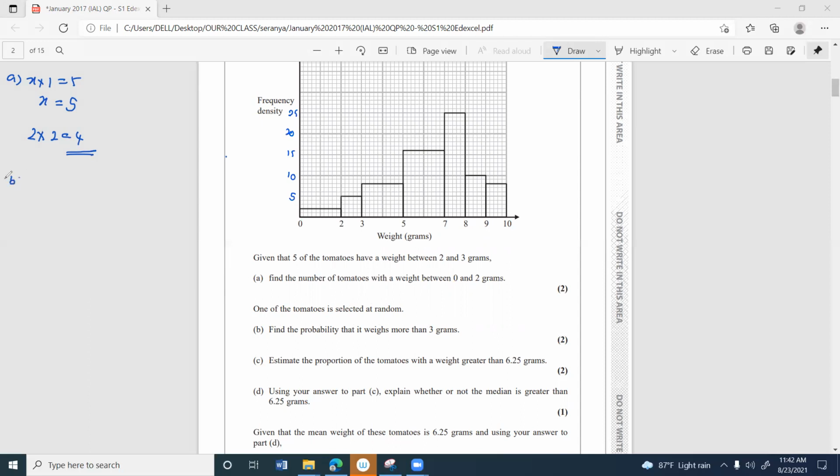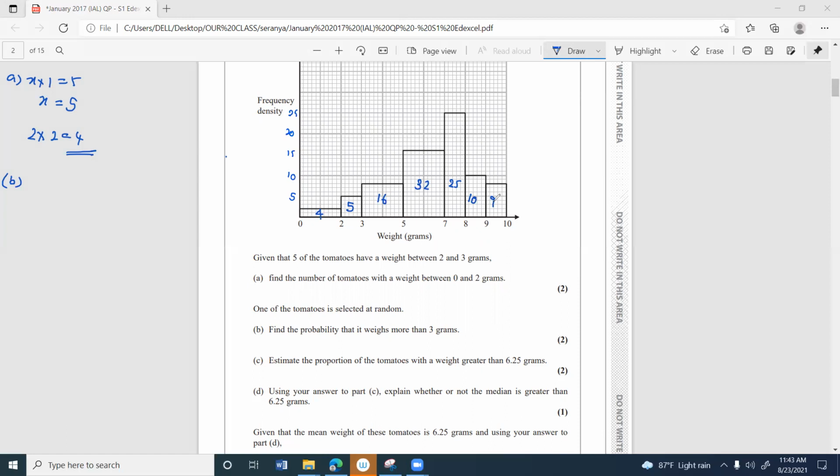Now, if you want to find more than 3 grams, we need to find the frequencies of each and every column. The frequency over here is 2 into 2, which is 4. Here the frequency, we already know, is 5. Here the gap is 2, 2 into 8 is 16. Here the gap is 2, 2 into 16 is 32. Here the gap is 1, 25. Then here it's 1, 10. And it's 9. Let's add them together and see whether we get the same frequency.